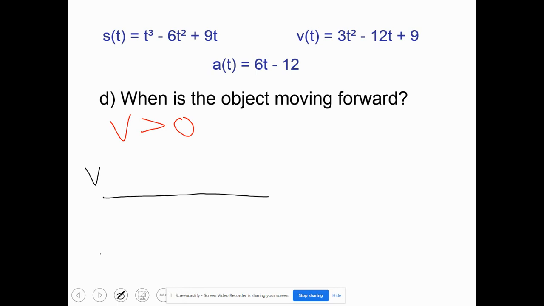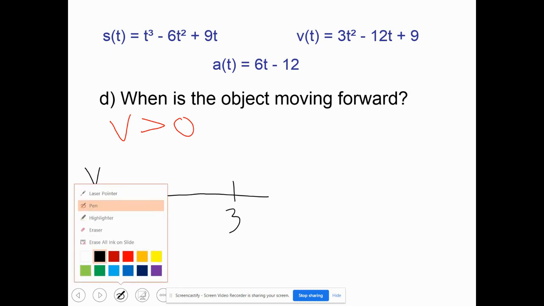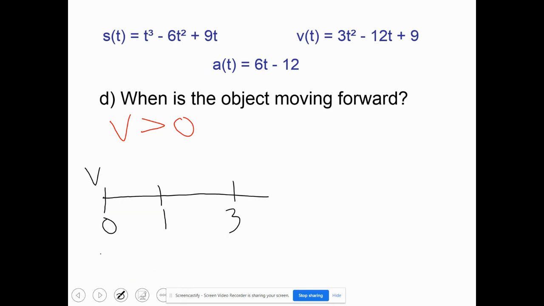Now, it didn't say in the problem, but again, I'm going to assume that time starts at 0. So that's the smallest t value, my smallest x value I can use. I would want to put on here any time where my velocity was equal to 0. From the last problem, we knew that was at 1 and 3. And so then what you have to ask yourself is, what is the velocity equal to in any of these intervals? How about between 0 to 1?